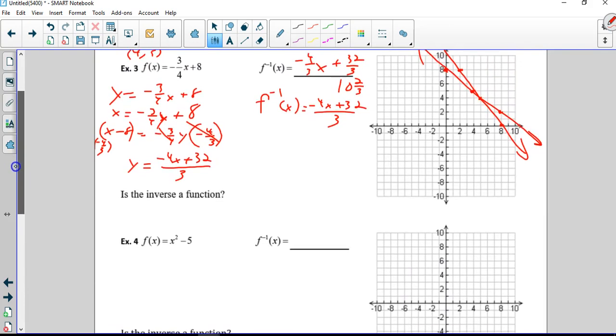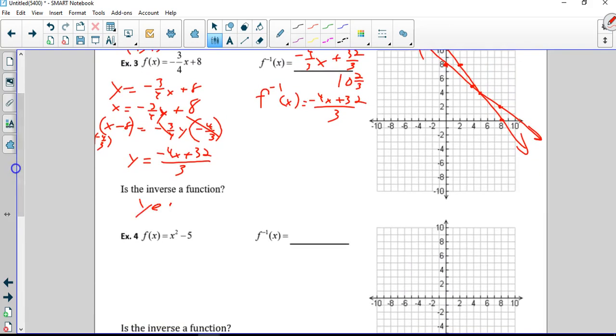Now, is the inverse a function? Yes. The vertical line test would pass for either one of those.